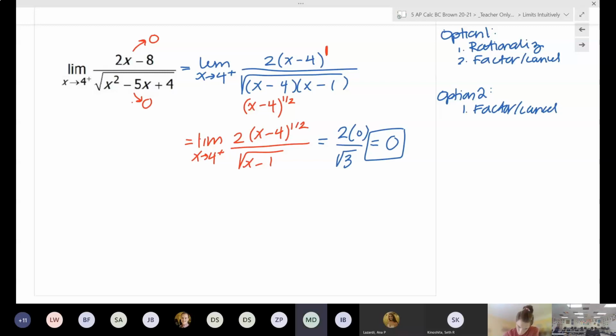Does it change anything if you're approaching 4 from the left? Can you say it one more time? Does it change anything if you are approaching 4 from the left? Like, does it do anything different?